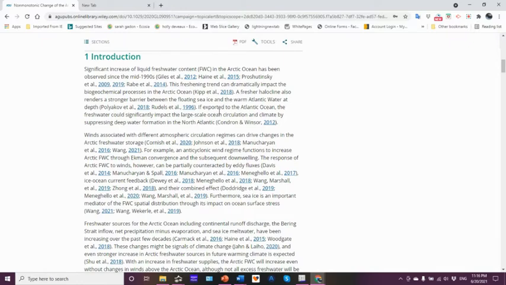And I just want to mention Polyakov. It's Igor. He's a good friend of mine. Worked with him. He's a wonderful gentleman. He does excellent work. So if exported to the Atlantic Ocean, the fresh water could significantly impact the large-scale ocean circulation and climate by suppressing deep water formation in the North Atlantic.